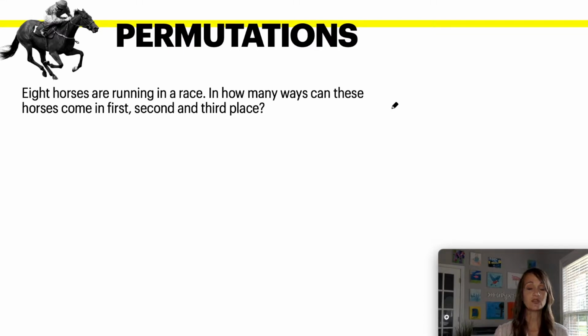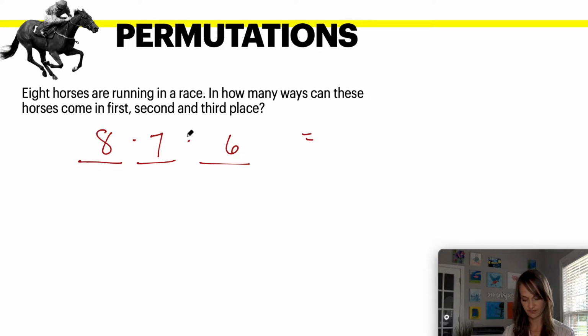Next, 8 horses are running in a race. How many ways can these horses come in first, second, or third place? So if you think about it in terms of places, there are 8 horses running. Any of those 8 could come in first. Whatever horse comes in first, there are 7 horses left to come in second, and then whatever is left, there are 6 horses left to come in third. So if you multiply 8 times 7 times 6, you get 336 different ways that the horses could come in first, second, or third.